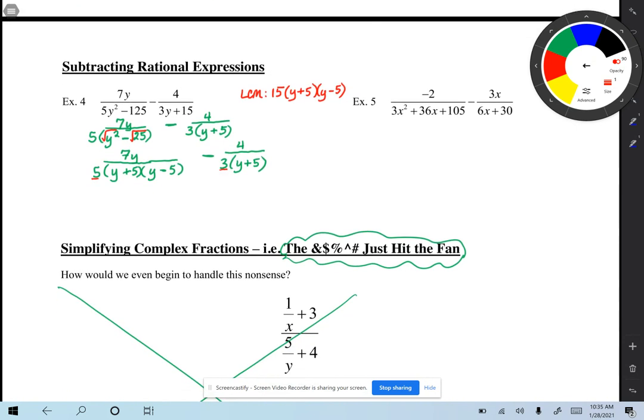The first fraction has the 5 there, but it doesn't have 15, so you want to multiply top and bottom by 3. And honestly, guys, I'm going to do this to save myself some room here, since I wrote so big. Now notice the denominator has 15 in it. The second fraction only has a 3, and it has a y plus 5, but it's missing a y minus 5.